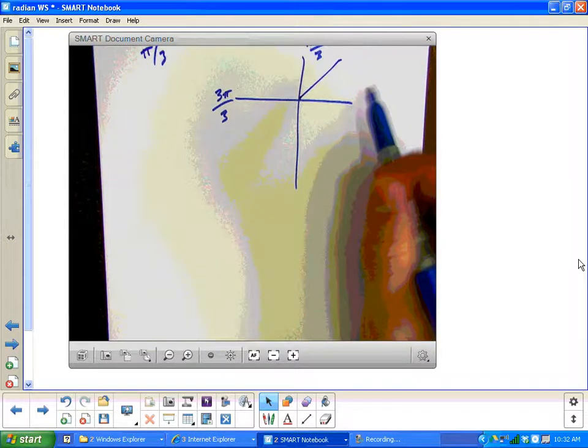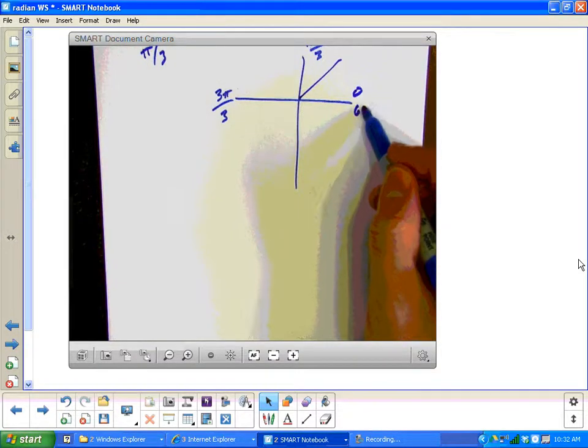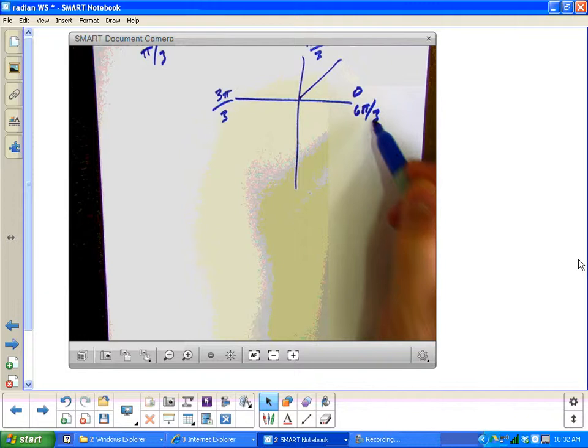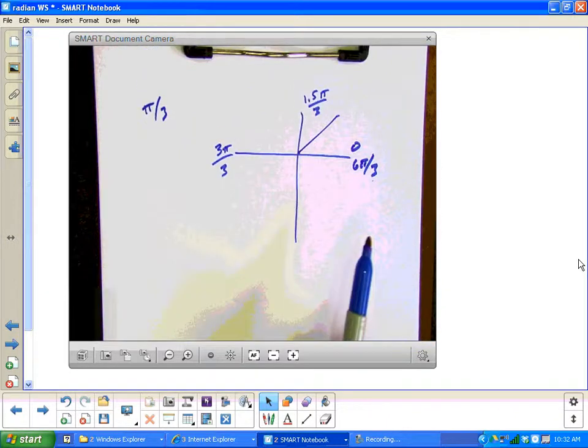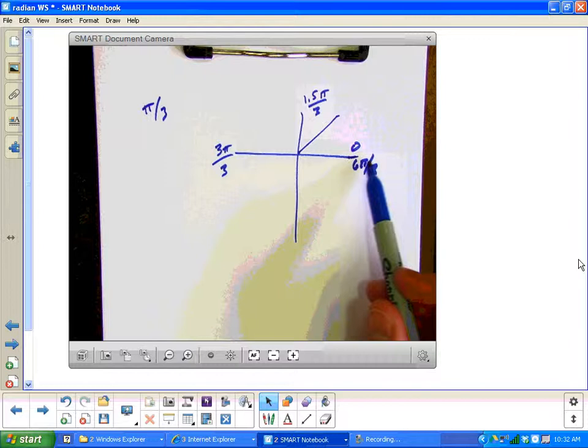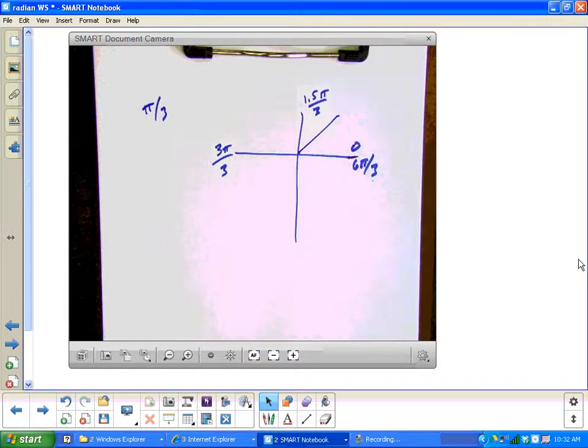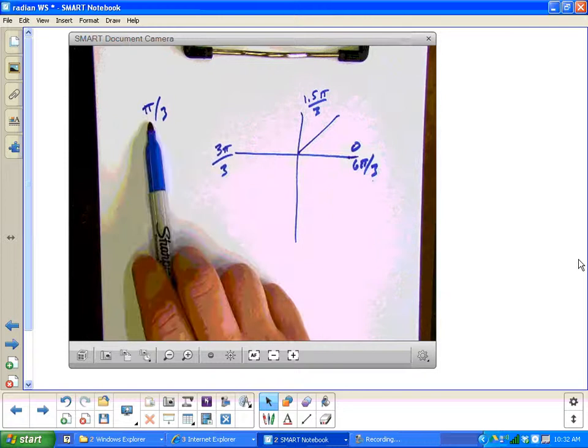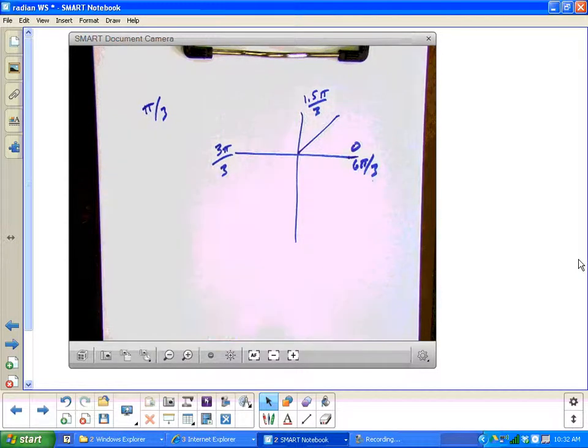Right. So see, this is the same location. 6 pi over 3 just meant I went all the way around to get there. Okay. Since it's in the first quadrant, it would just be the same thing. So if it's in the first quadrant, the reference angle is the same as the standard position angle.